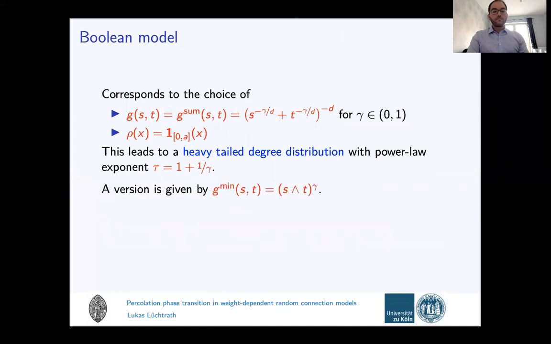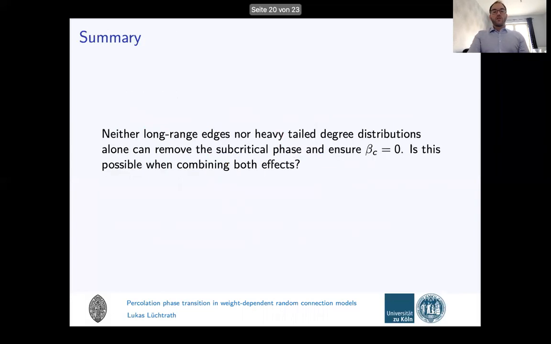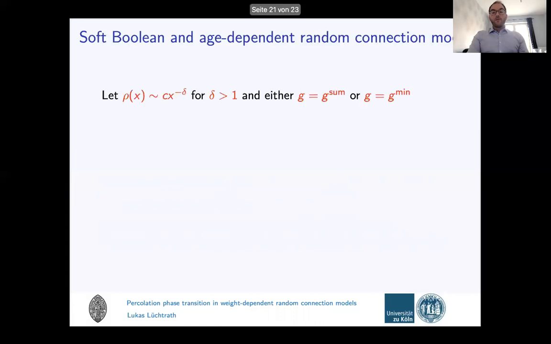We could also consider another Boolean model, which is given by the min kernel, g_min. Here, the difference is not that the balls must intersect, but that the vertex with the smaller ball must be contained in the larger ball. And Gouéré showed for this Boolean model that there exists a percolation phase transition. So far, neither the long-range edges from the long-range percolation model nor the heavy-tailed degree distribution from the Boolean model alone could remove the subcritical phase and ensure beta_c equals 0. What happens if we combine both effects?